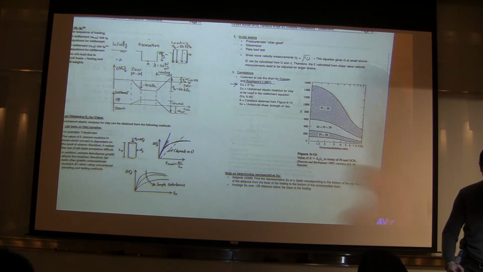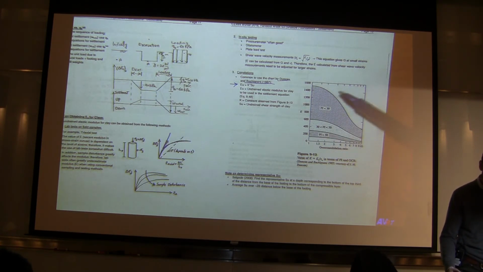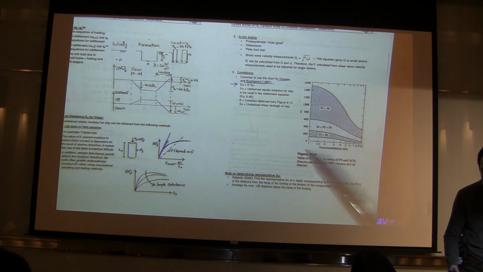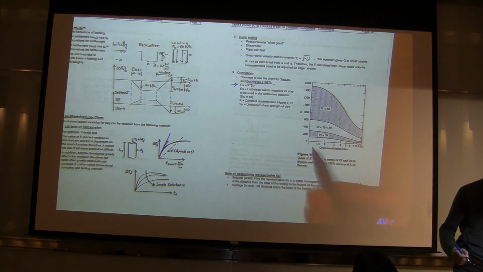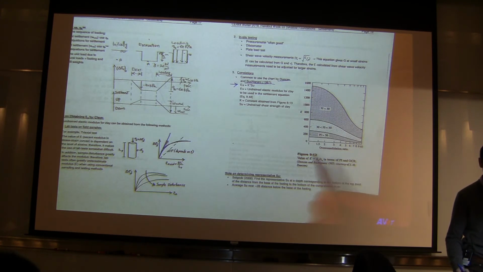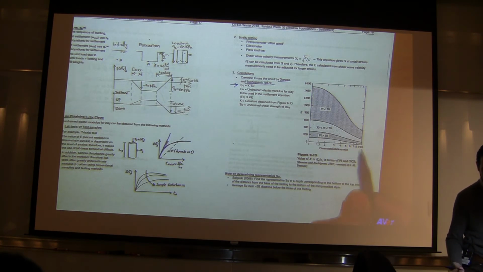This is a very useful figure. I've used it many times in practice, and it remains one of the most commonly used correlations for clay. So the horizontal axis is overconsolidation ratio. If you're NC clay, what is your OCR? It's 1, and if you're an OC clay, that OCR increases to 10.